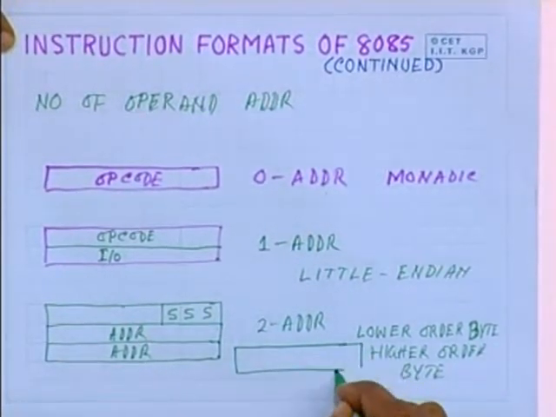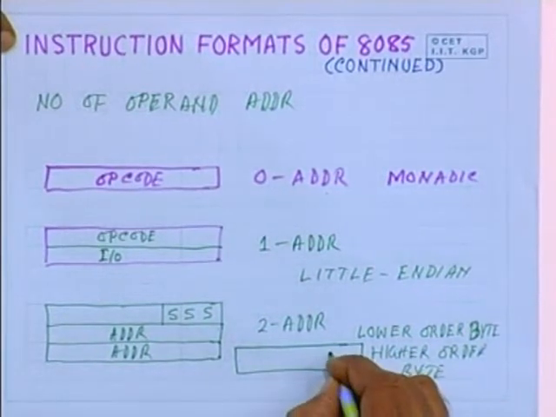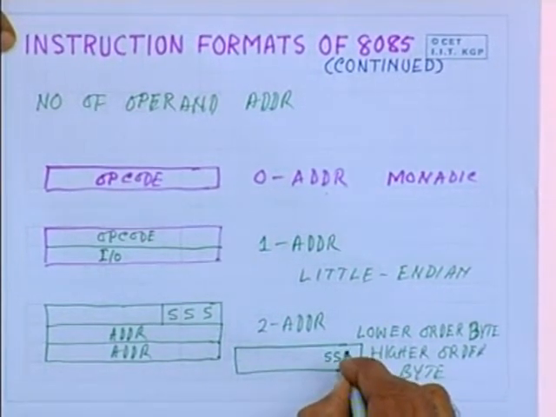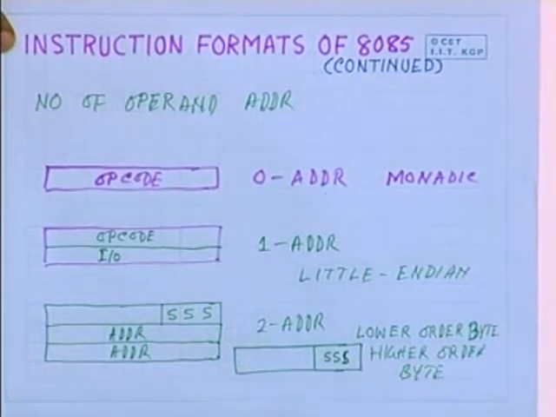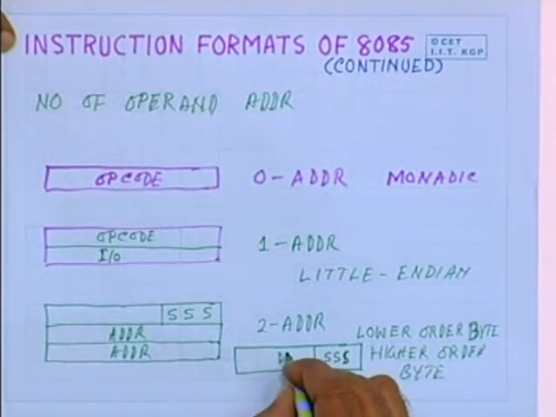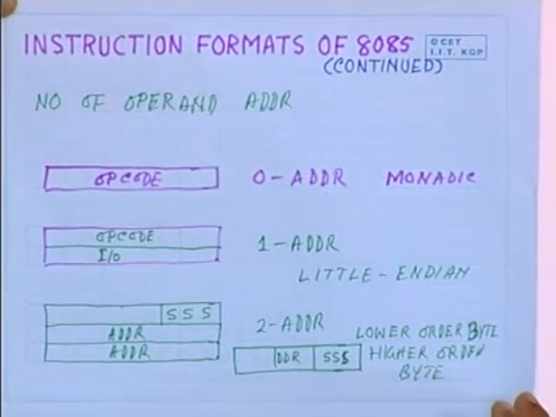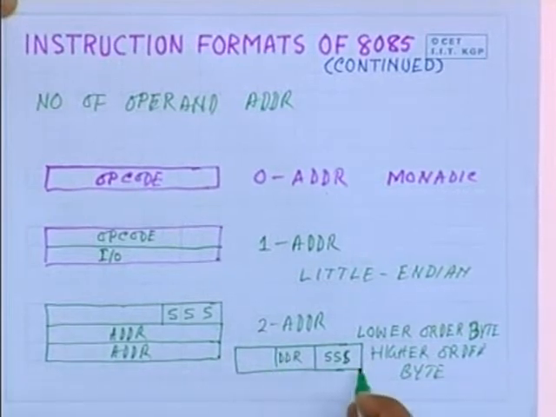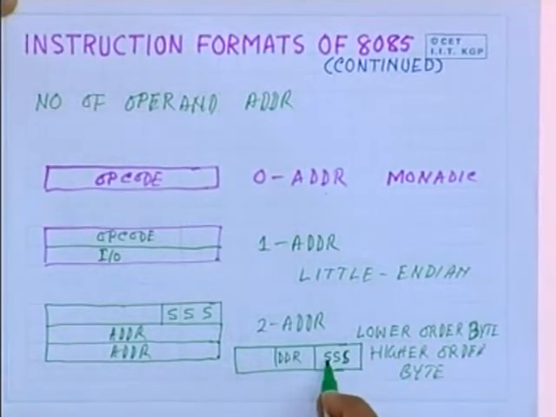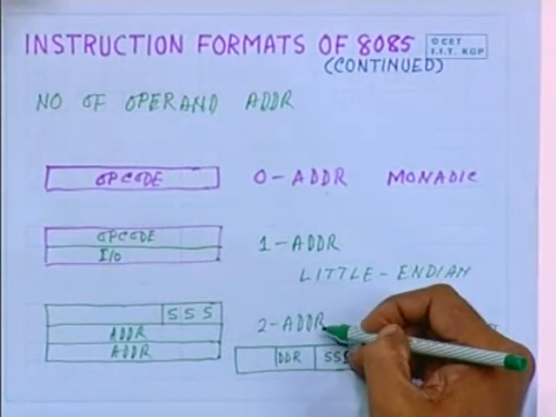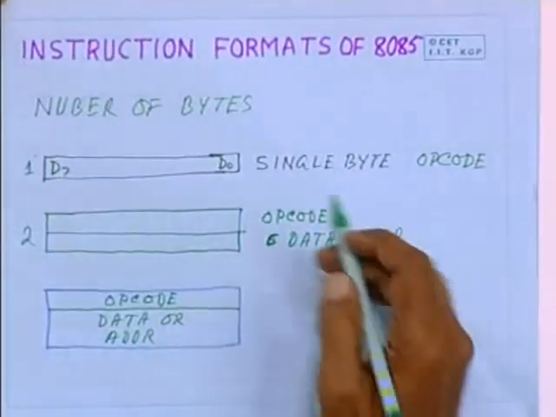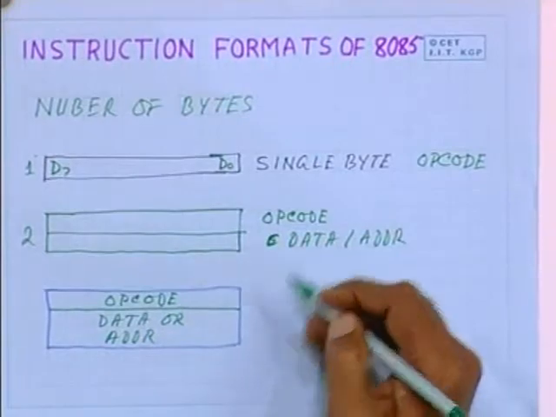If you use registers, for example, one source register can be specified by 3 bits, the destination register can be specified by another 3 bits, and the remaining 2 bits form the opcode. So with the help of a single byte, it can be a 2 address instruction. So 0 address, 1 address, and 2 address have no direct correspondence with single byte, 2 byte, or 3 byte. A 2 address instruction can be a single byte instruction, a 2 byte instruction, or a 3 byte instruction.